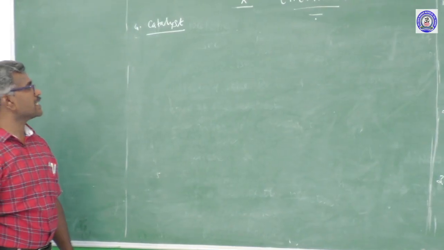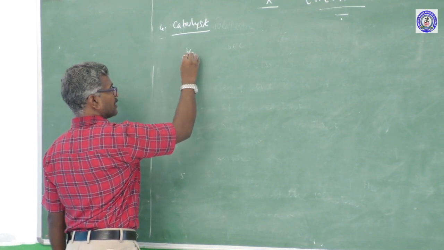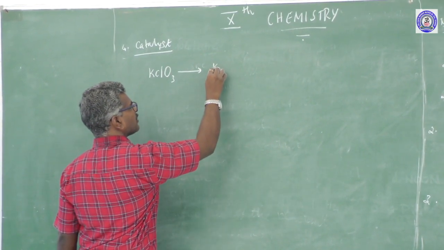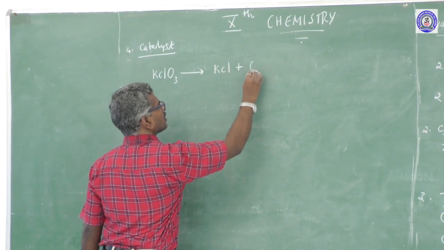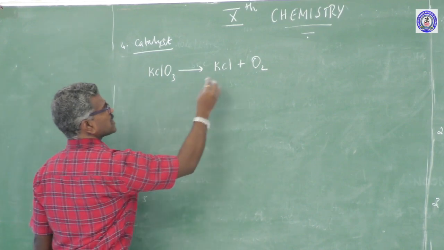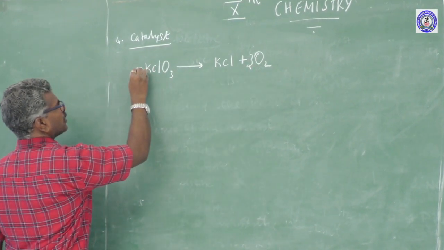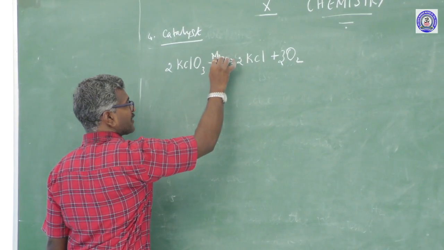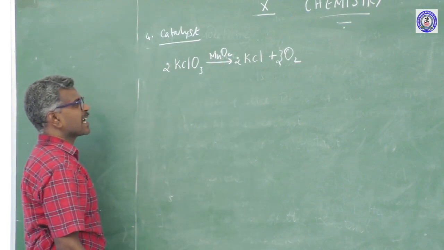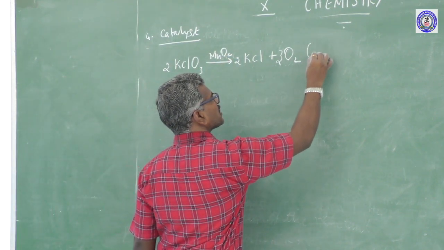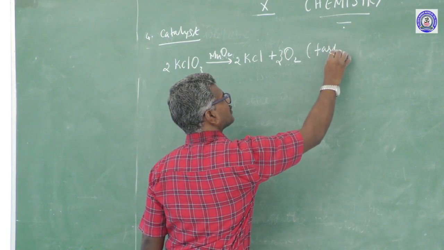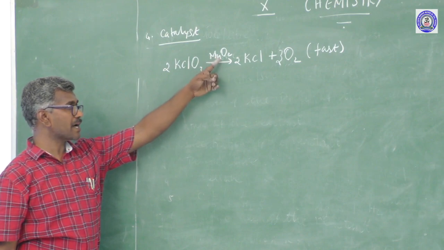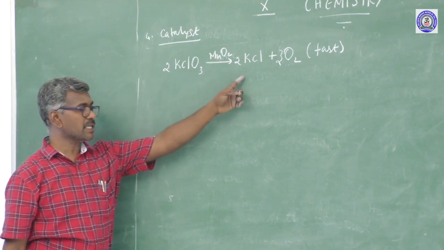Catalyst is a substance which increases the rate of the reaction. For example, KClO3, potassium chlorate, decomposes to give potassium chloride and oxygen, 2 KClO3 gives 2 KCl plus 3 O2. This reaction is a slow reaction. In the presence of the catalyst MnO2, this reaction will be a fast reaction. This is known as a catalyst. With the addition of a catalyst, this reaction will be enhanced.